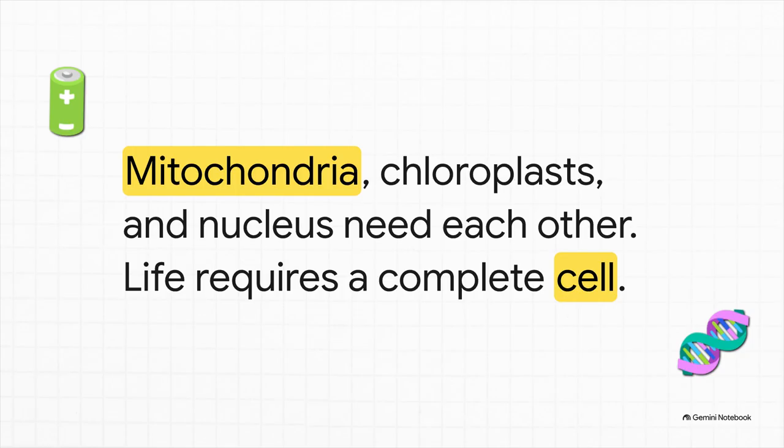And where does that food come from? The chloroplast. But the chloroplast only knows how to make the food, not the energy. And honestly, neither of them knows when to do their jobs without instructions from the nucleus, which acts as the brain. So you see the issue here? These components are completely codependent. Anything less than a full, complete cell simply cannot survive on its own. It absolutely requires the whole synchronized team.